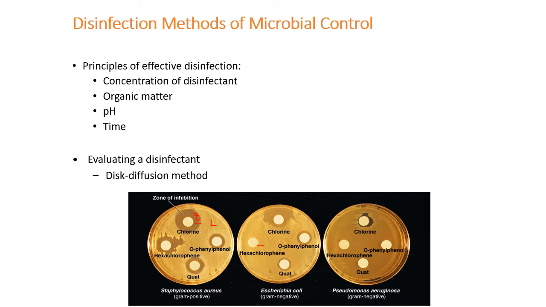And even more strongly, you can see with Pseudomonas aeruginosa, a gram-negative bacteria, chlorine is somewhat effective, less effective than it is on Staphylococcus aureus, but the other disinfectants here are entirely ineffective. And this also points to a general observation, that gram-negative bacteria are harder to kill than gram-positive in most, but not all cases.